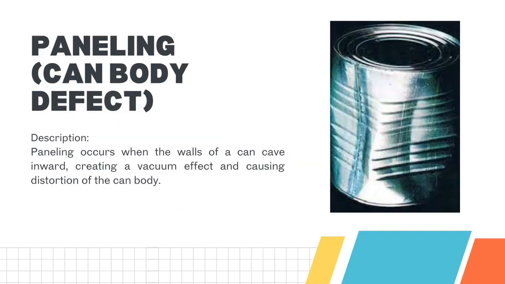Next, let's look at a defect that affects the body of the can, the paneling. Paneling is when the can body caves inward. Paneling occurs when the walls of a can cave inward, creating a vacuum effect and causing distortion of the can body. Now, this usually happens because there is too much vacuum inside the can after cooling, or the can walls aren't strong enough to withstand the pressure.